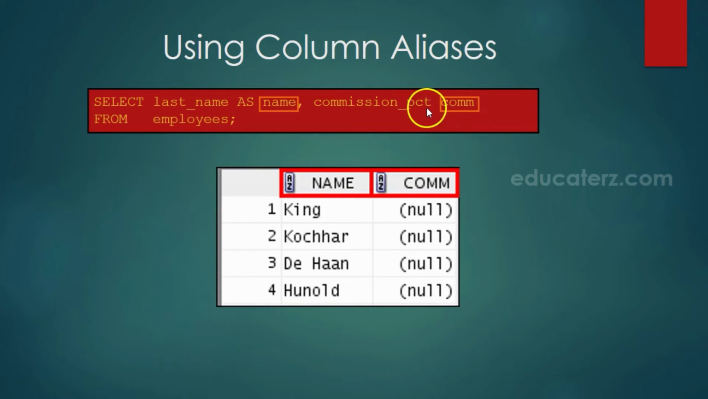But you observe this, in the first column we are using the AS keyword, this is optional. In the second column we are not using AS, we are just simply putting a space between the alias name and column name. You see the result set, the headings appear as name and com. These are the results.